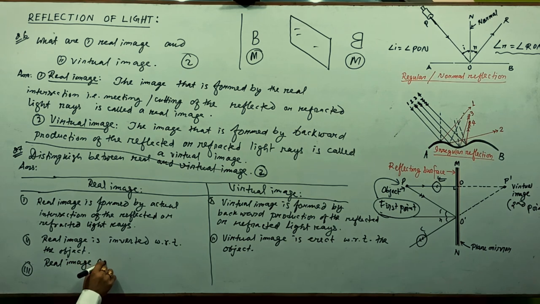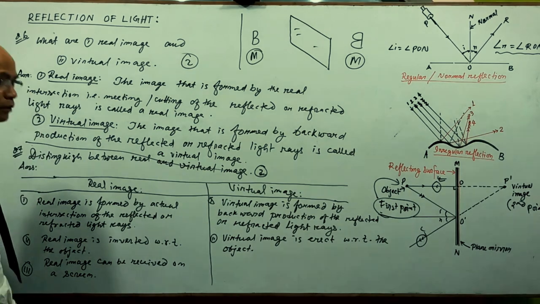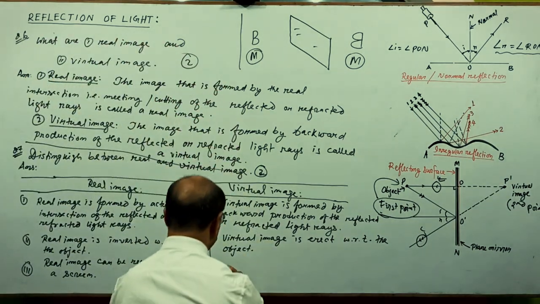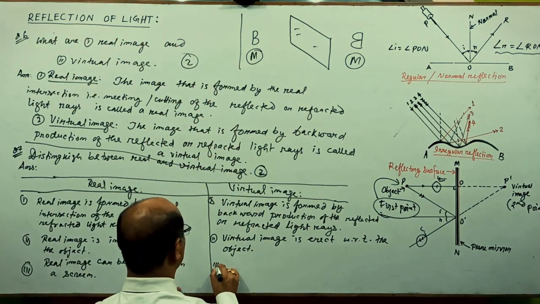Real images can be received on a screen. Real image is received on a screen and by the eye. Virtual image is received by the eye only.